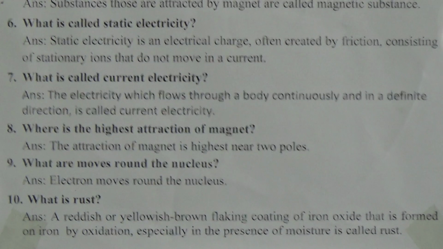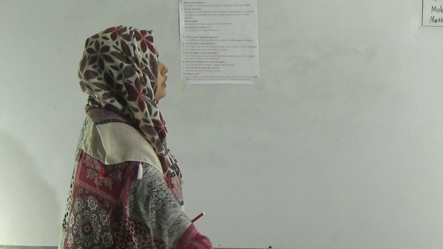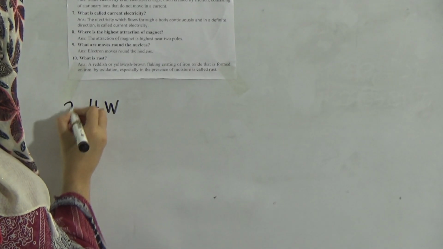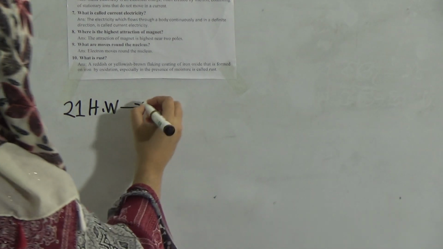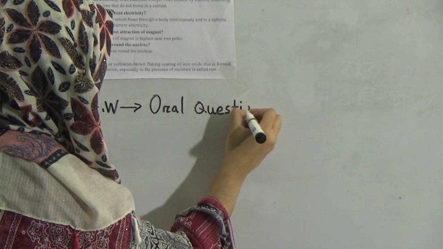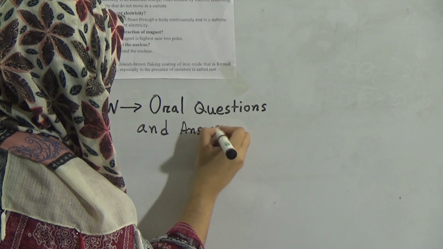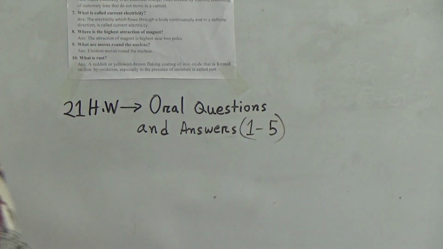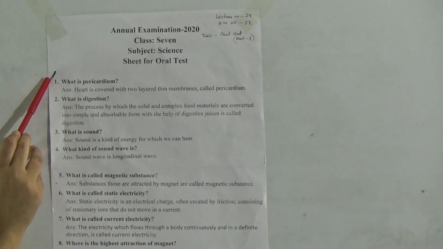So dear students, I have finished my today's topic. Now I will give you SW. Our today's SW is 21 number SW. Your SW will be oral questions and answers from 1 number to 5 number.